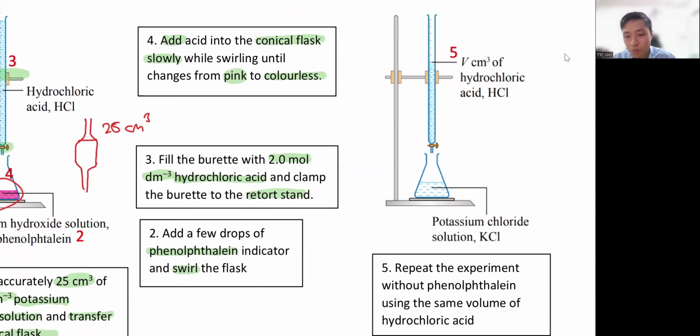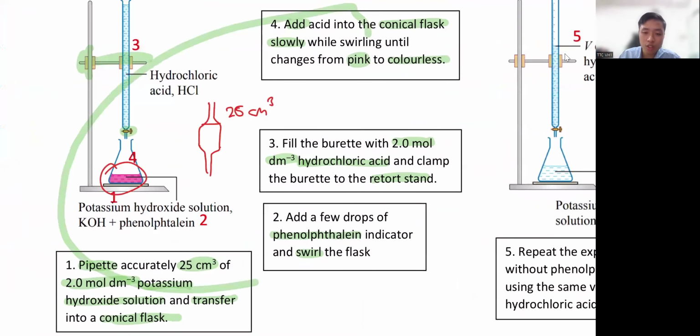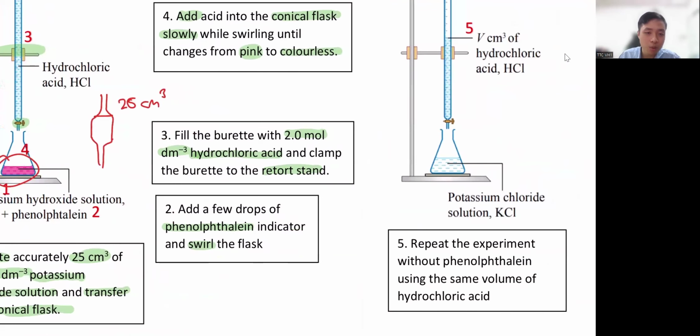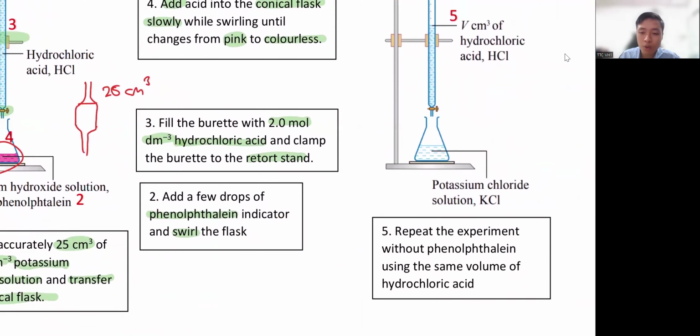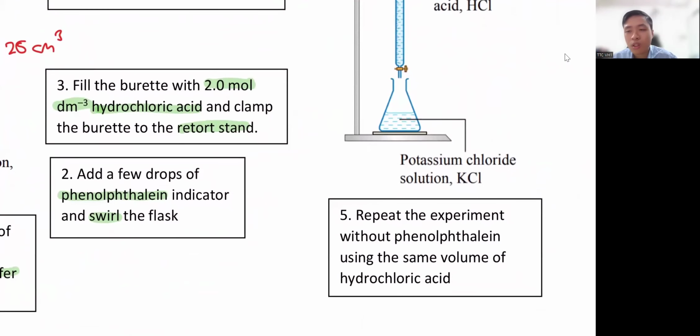Then you repeat the experiment without phenolphthalein. For a normal titration, steps 1 to 4 are enough. You just repeat the experiment a second time and third time to confirm the average. But for this one, the main reason you do this is not to see the reaction between them, not to see how much volume of acid is needed.